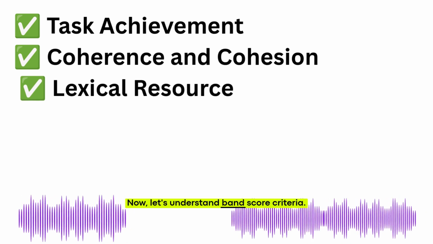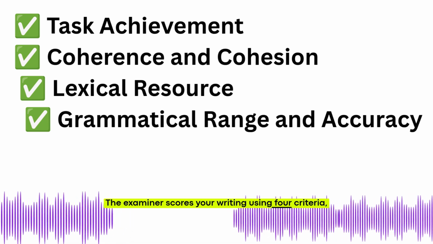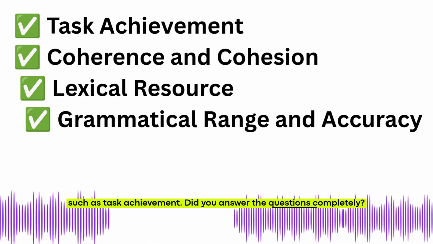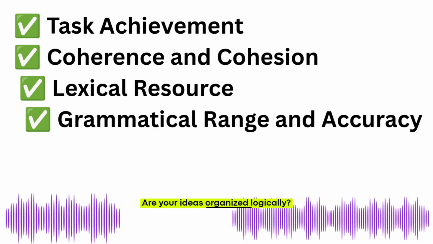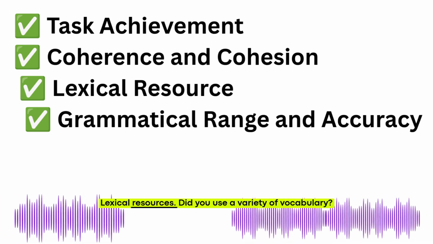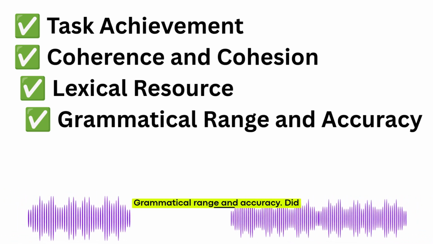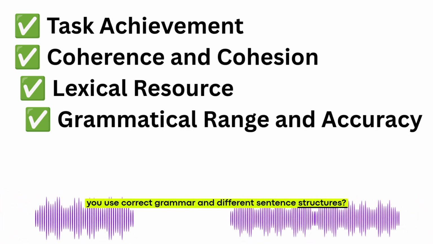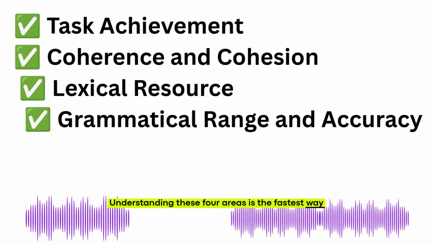Now let's understand the band score criteria. The examiner scores your writing using four criteria, such as task achievement: did you answer the question completely? Coherence and cohesion: are your ideas organized logically? Lexical resource: did you use a variety of vocabulary? Grammatical range and accuracy: did you use correct grammar and different sentence structures? Understanding these four areas is the fastest way to improve your score.